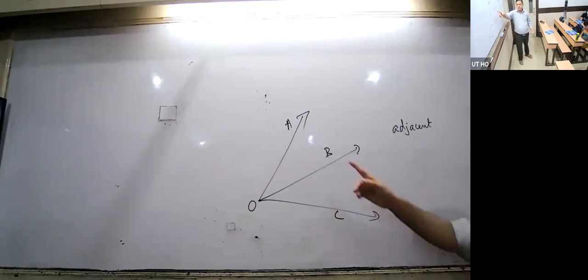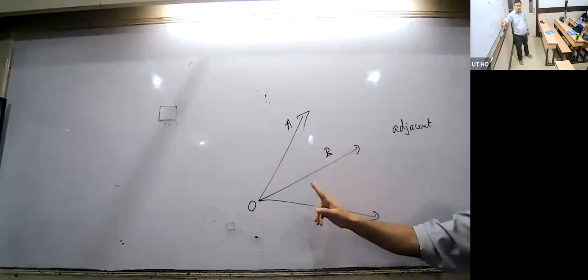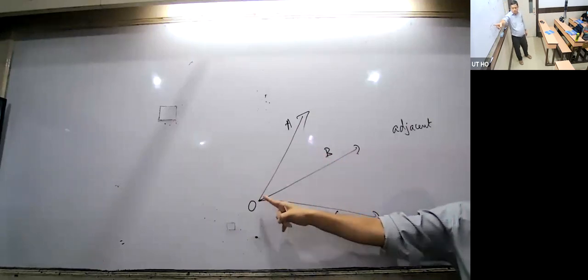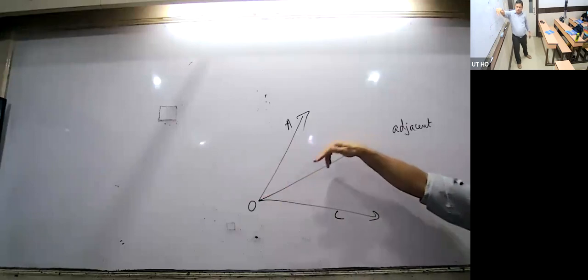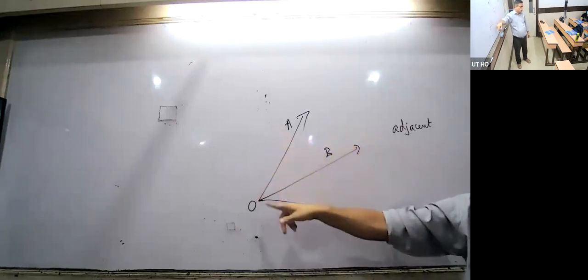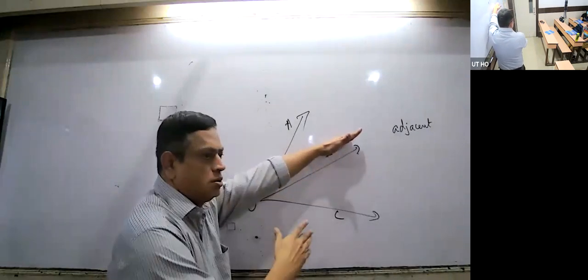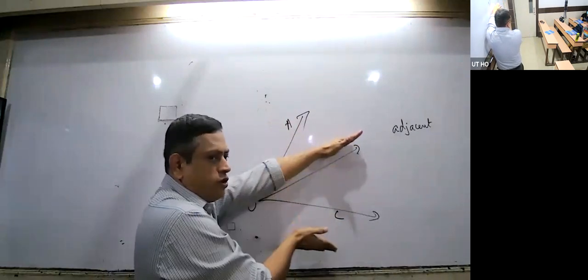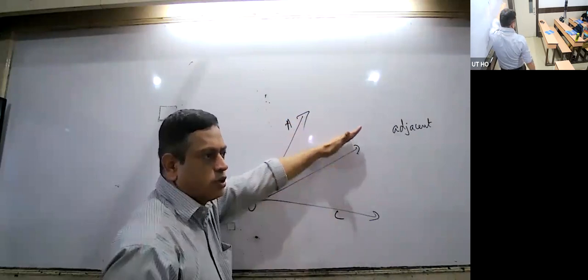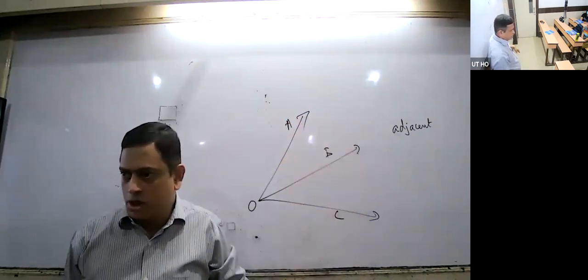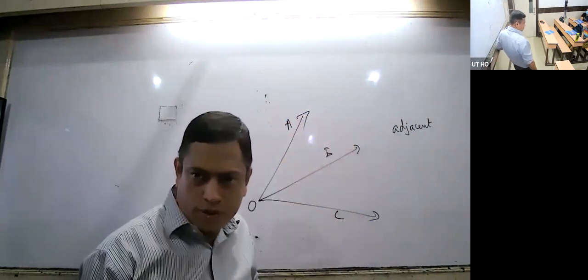Now look here. AOB and BOC have a common vertex and a common arm. The non-common arms are OA and OC, and they lie on opposite sides of the common arm. Are you following? Understood? They are adjacent angles. Clear, all of you?